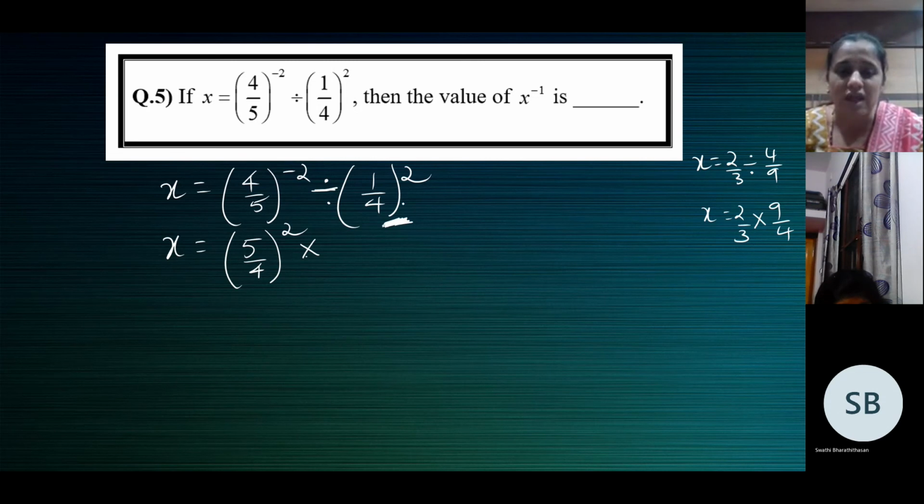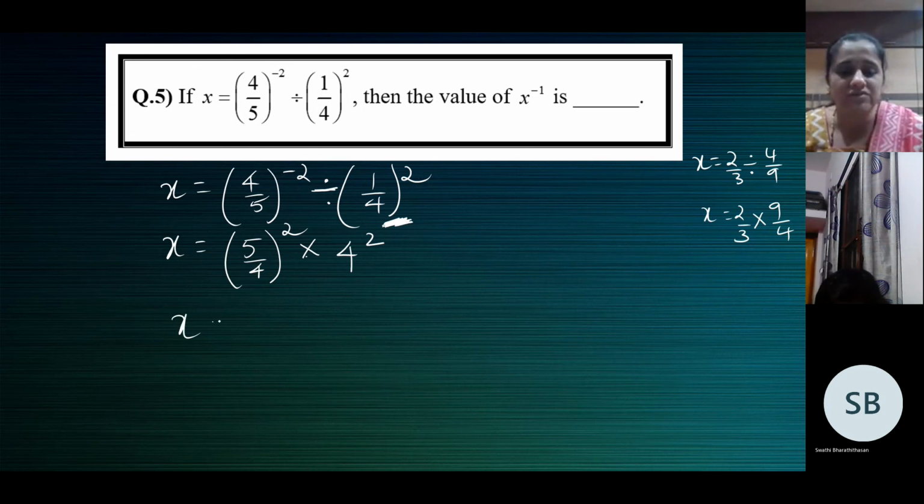For that, you should change either the base or the power. The power is positive, so don't disturb the power. Change the base. The reciprocal of 1 by 4 is 4. That's all. Don't disturb the power. So now we've written the reciprocal of this one.